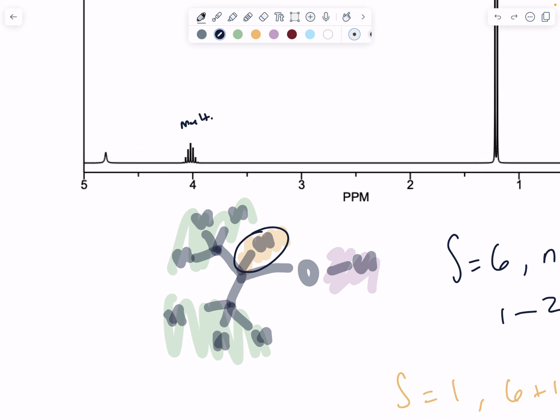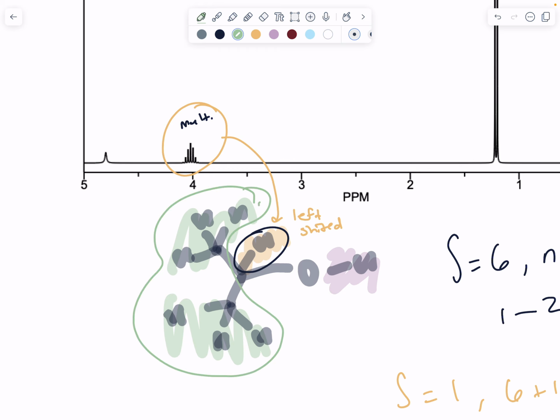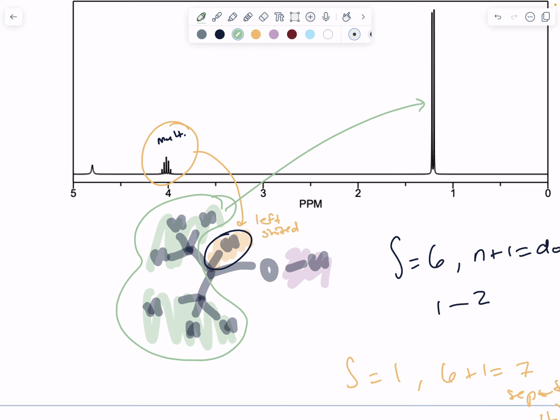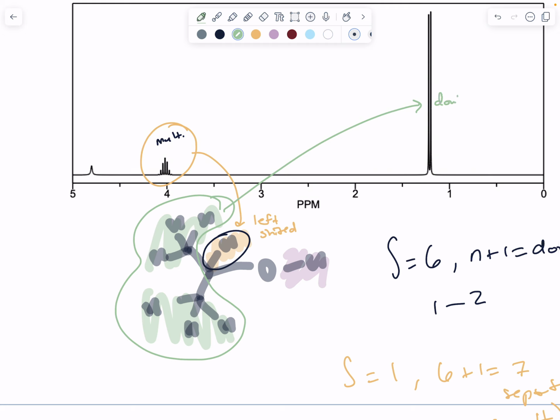Sorry, let me just label these. So I think this one goes with this because it's a multiplet, and it's shifted to the left because it's next to an oxygen. We have these green over here go with this. That is a doublet, and it's a big peak, so it probably has a higher area under the curve than the other 2. But a doublet we expected to see in the 1 to 2 region.